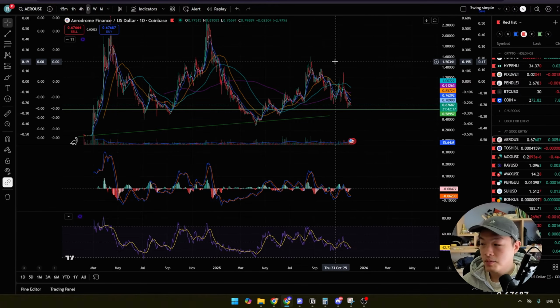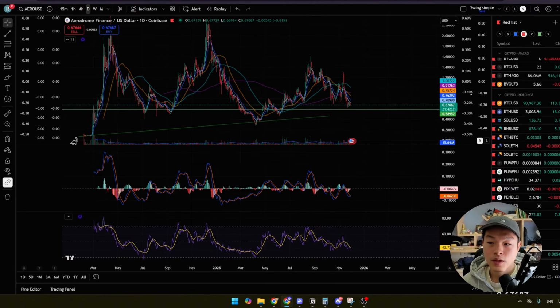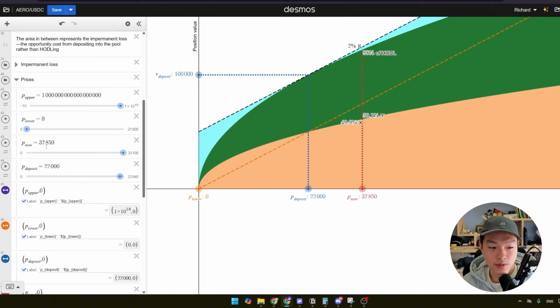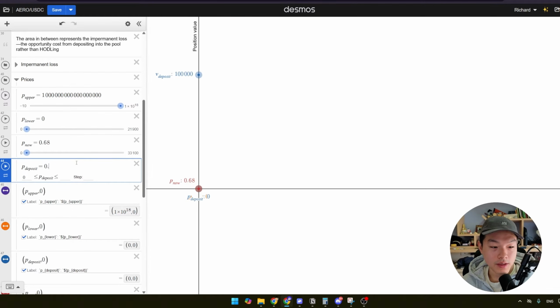And then maybe the max upside that I would expect in the next 6 to 12 months, if this is a shorter term position, then I could set my target to be at around like 1.4 or 1.5, right? So I could take a look at that really quickly. So let's say we deposit at 0.68. And that's the current price.